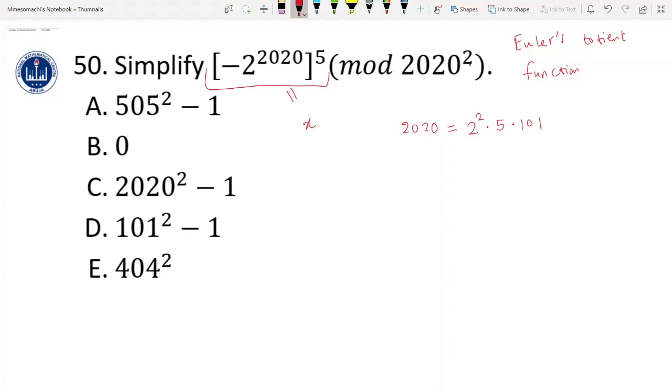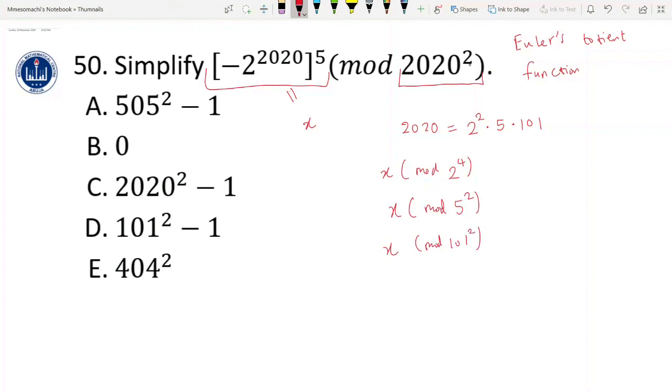Okay. So let's look at it. We want to find what x is congruent to mod 2. Sorry, I want to find what x is congruent to mod, since it's 2020 squared, mod 2 to the power of 4, what x is congruent to mod 5 to the power of 2, and what x is congruent to mod 101 to the power of 2.